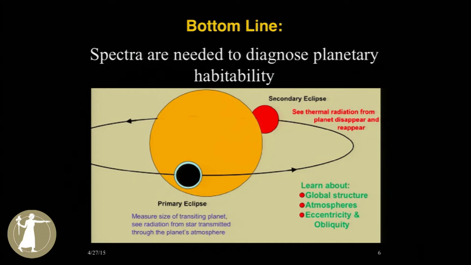And as a function of wavelength, the planet's atmosphere will be more or less opaque. Where the planet's atmosphere is opaque, the planet seems to block more of the light of the star, and so you get a deeper transit. And at the wavelengths where the planet's atmosphere is more transparent, the planet looks smaller. And so that, in effect, gives you a transit spectrum.